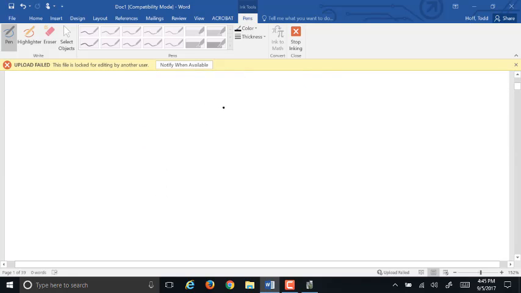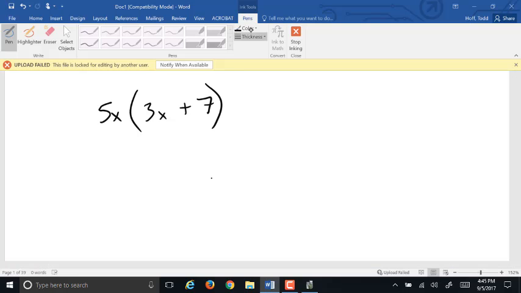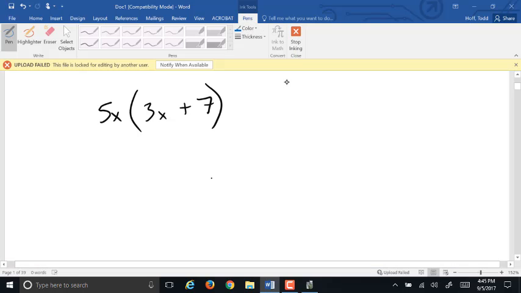Well, let's step up. We've looked at multiplication and division now with single-digit numbers. Let's make it a little bit more complex. Let's look at something like this. 5x times 3x plus 7. Well, this can be thought of just like having 4 times 32, where we wrote it like this, 32, 4.